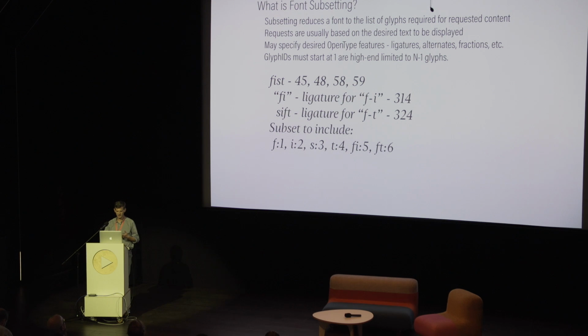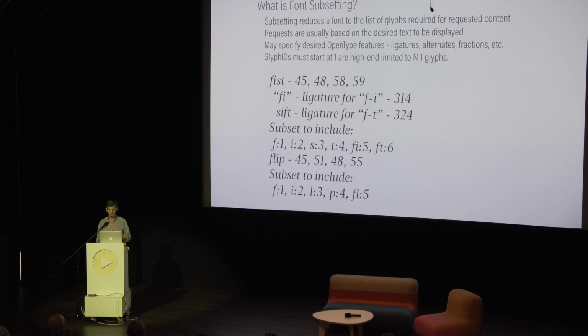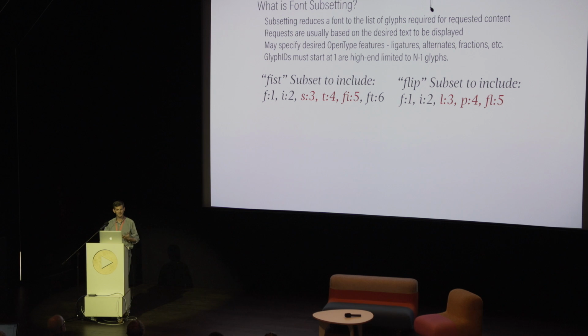And if we were to go then to a secondary subset, say we wanted to spell FLIP, and we're going to do a subset for that, again, it's got an FL ligature, so we're going to have that as glyph ID 5, and we're in 1, 2, 3, 4. Pretty straightforward, but you might notice that there's a problem here. If we go and look at these 2 different subsets, there's a conflict. In one case, S is mapped to 3, and in another case, L is mapped to 3.